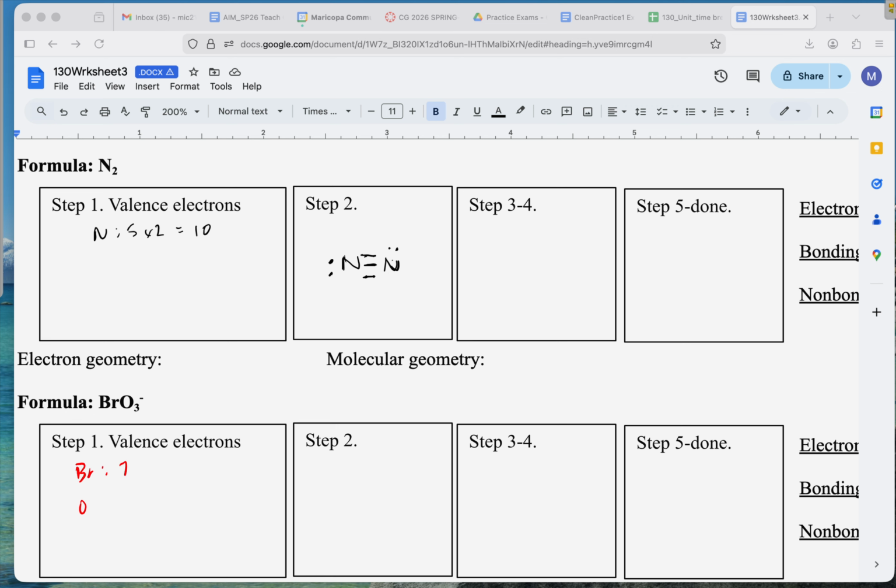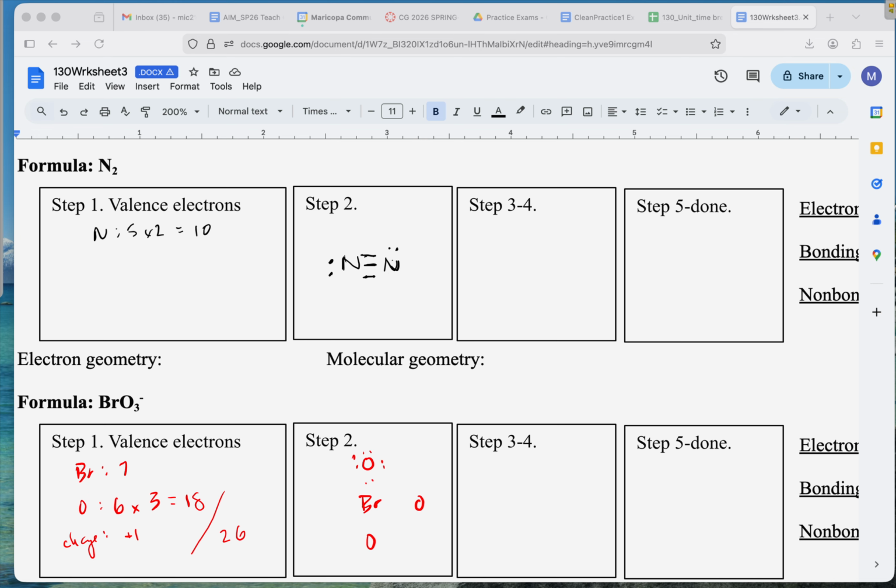Bromine is 7, oxygen is 6. There's 3 of them. If I did that math right, that's 18. It's a -1 charge. So what I would write is, for the charge to become negative, I needed to add an electron, which means I have 19 and 7. Oh, thank you. 26. Bromine, oxygen, oxygen, oxygen. 2, 4, 6.